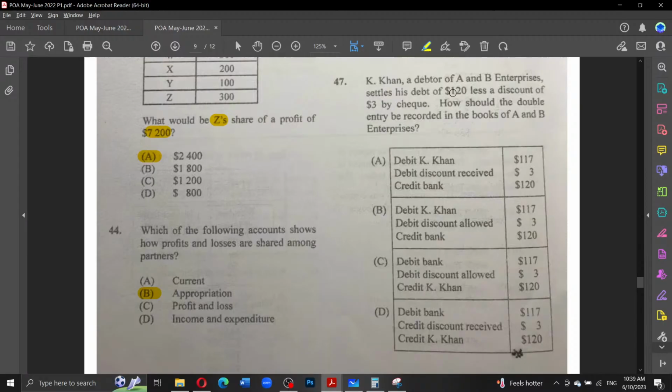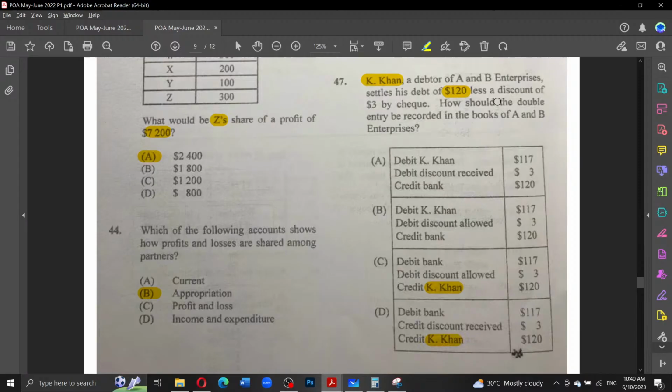So K Khan is going to be a receivable. A receivable paying his amount of 120 means that the asset is decreasing, the asset that is K Khan. When an asset decreases, you have to credit it. So let's see which has credit K Khan. So we have credit K Khan, okay, this here, and we also have this here. So the A and B are out.